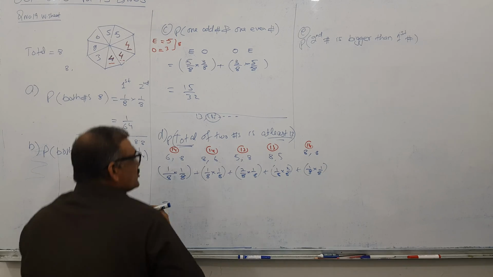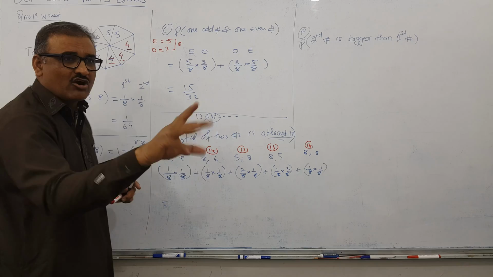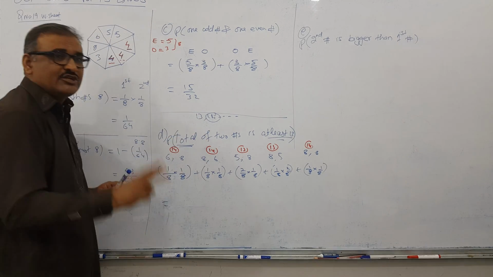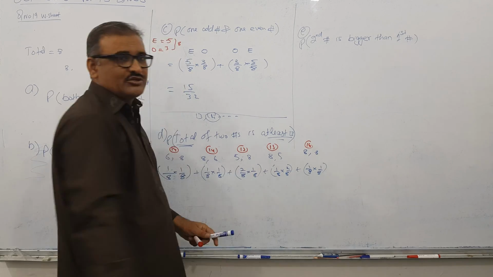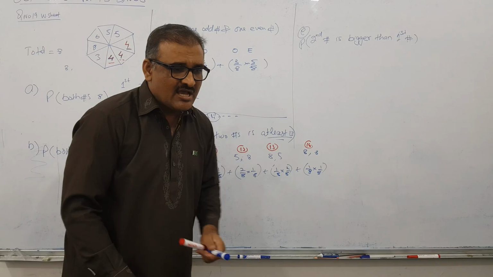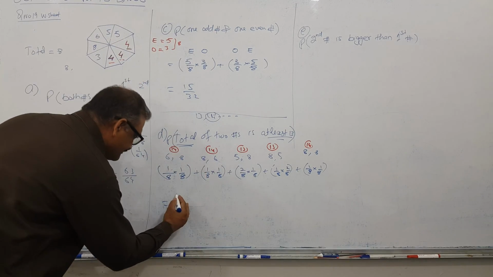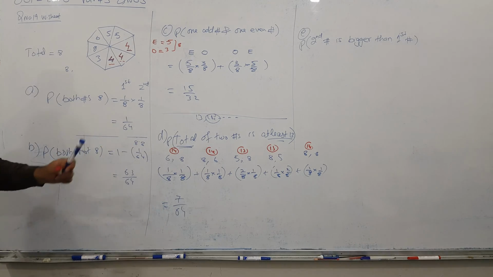And I can do it another way even. Why? Because they are the same: 8, 6 and 6, 8, only the order changes. So this number into 2, and this is the same, so this number into 2. Shortcut: this into 2, this into 2, and plus this. And the answer is coming 7 by 64. I think it is very clear. Okay, so this is totally clear.